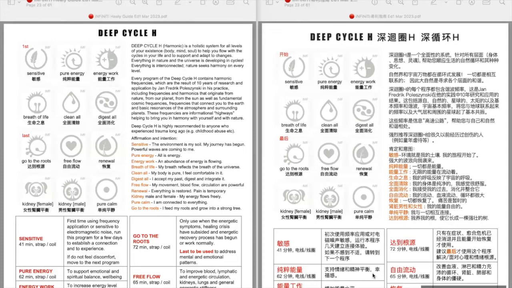Deep Cycle is similar to Gold Cycle, as it is for the whole body. This is by the different systems in the body. Breath of Life is for your respiratory system, for breathing. Clean Oil is the detoxification system. Digest Oil is for your digestive system. Free Flow is for your circulatory system. Kidney Male and Kidney Female are for your kidneys, your bladder, as well as your reproductive system. Pure Calm is for your nerves.